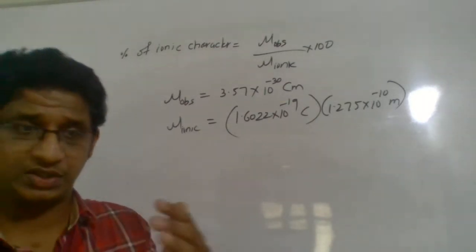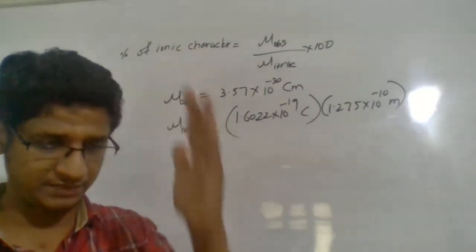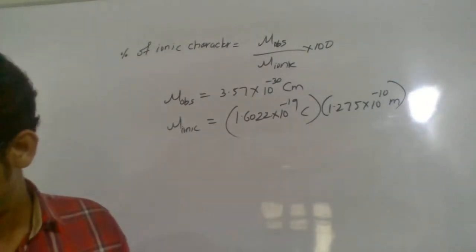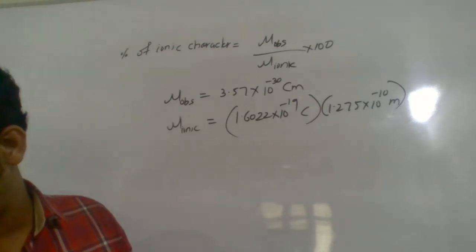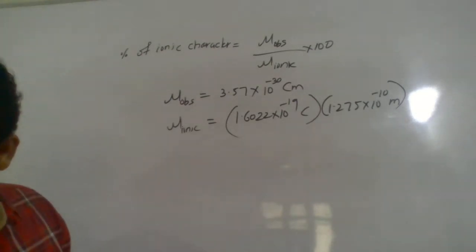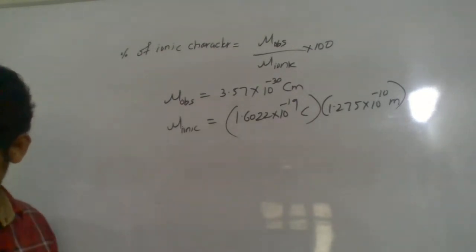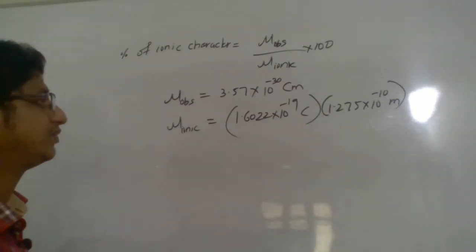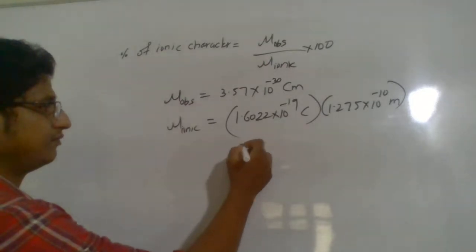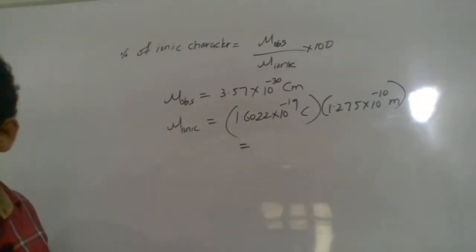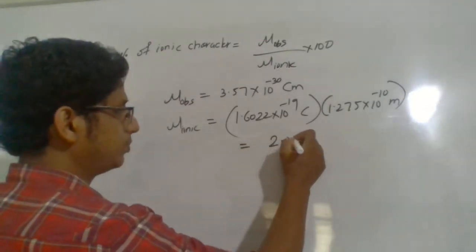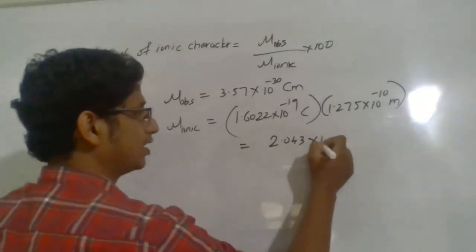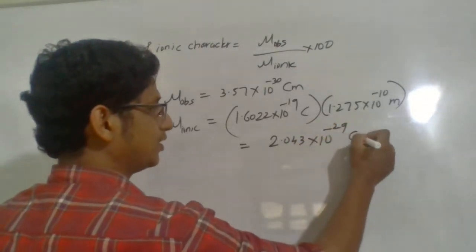That's the distance between the two ions, or the given bond length. In an ionic bond we know there is a cation and an anion, and the distance between the cation and anion is the bond length. So the bond distance is given, which is 1.275 into 10 raised to minus 10. If you calculate it, you will get mu ionic, which is exactly equal to 2.043 into 10 raised to minus 29 coulomb-meter.